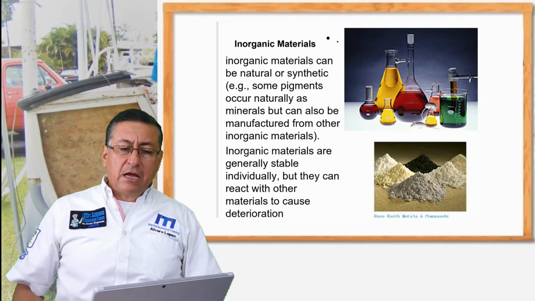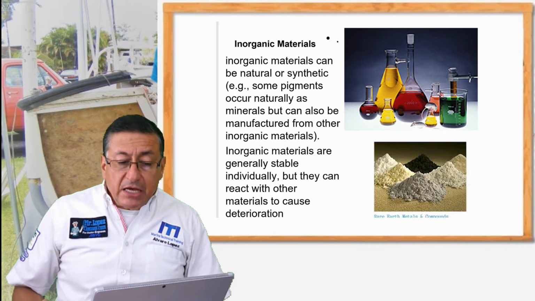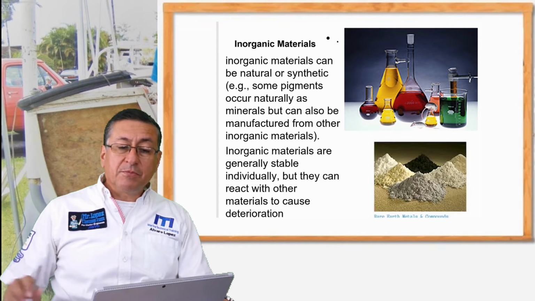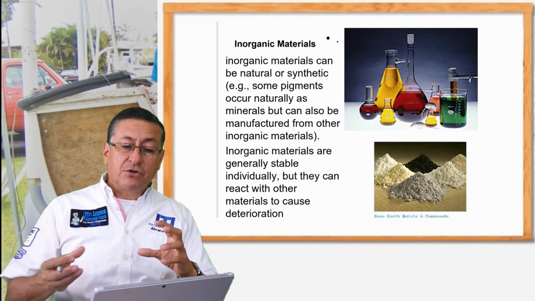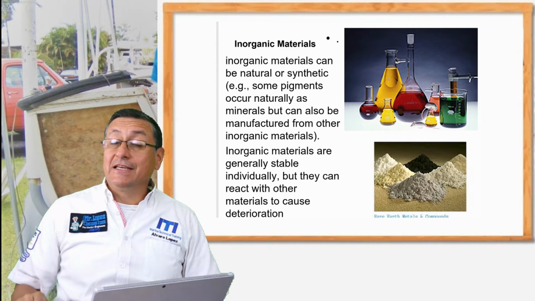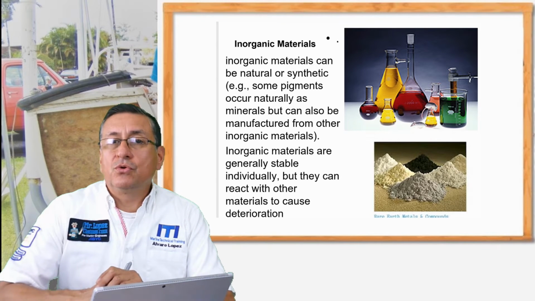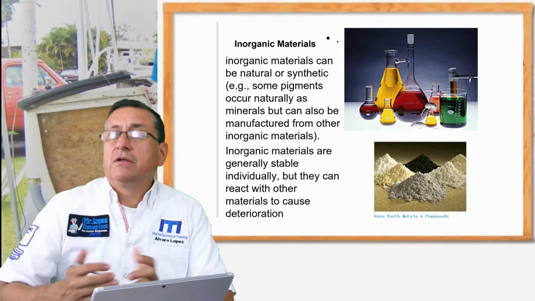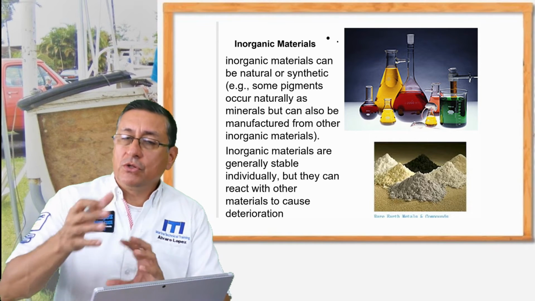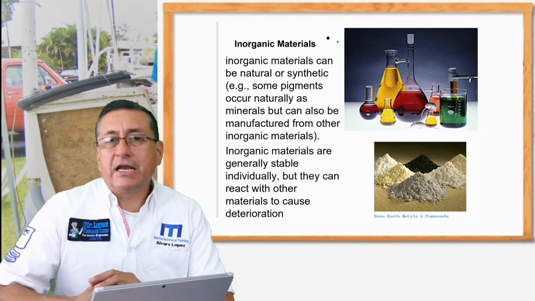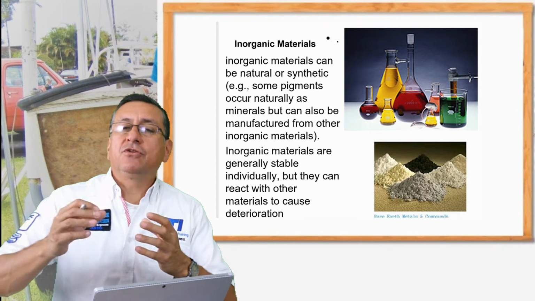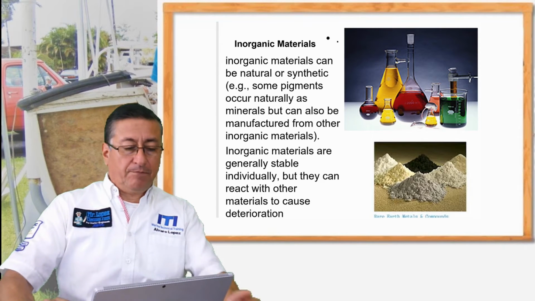Inorganic materials can be natural or synthetic. For example, some pigments occur naturally as minerals, but can be manufactured as inorganic materials. In this particular class, we are going to use a lot of examples of those: the gel coat, the resin, the epoxy resin. We are going to use a lot of inorganic materials created in the laboratory in combination with organic materials, both of them.